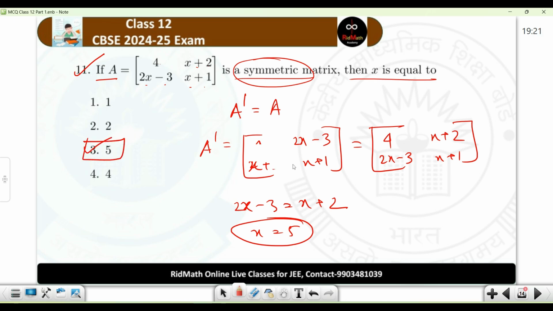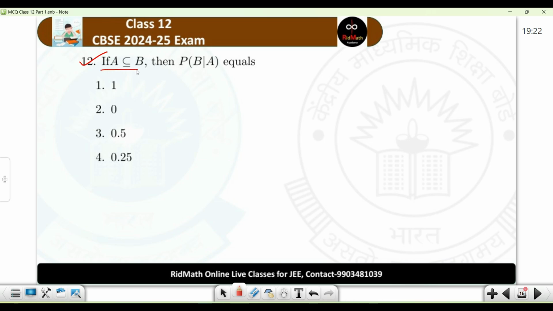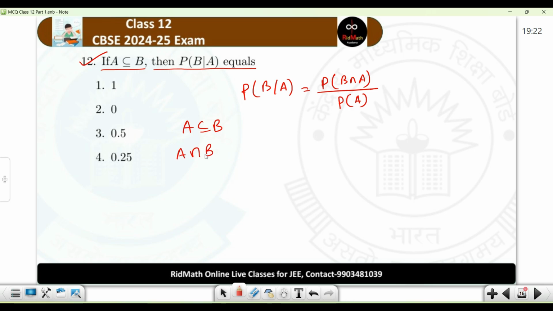So next problem. Question number 12 is saying, if A is a subset of B, then P(B|A) equals what? We know P(B|A) is equal to P(B ∩ A) divided by P(A). If A is a subset of B, that means A ∩ B is equal to A. That means P(B ∩ A) is P(A), and divided by P(A), that means 1. So option number 1 is correct. Next problem.